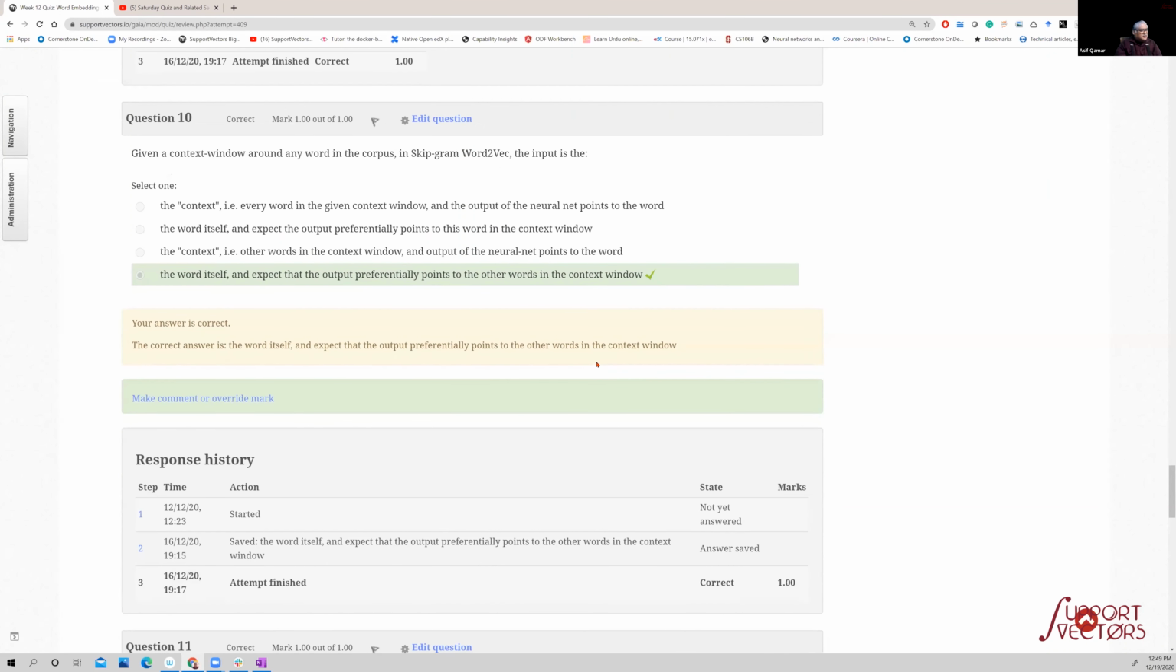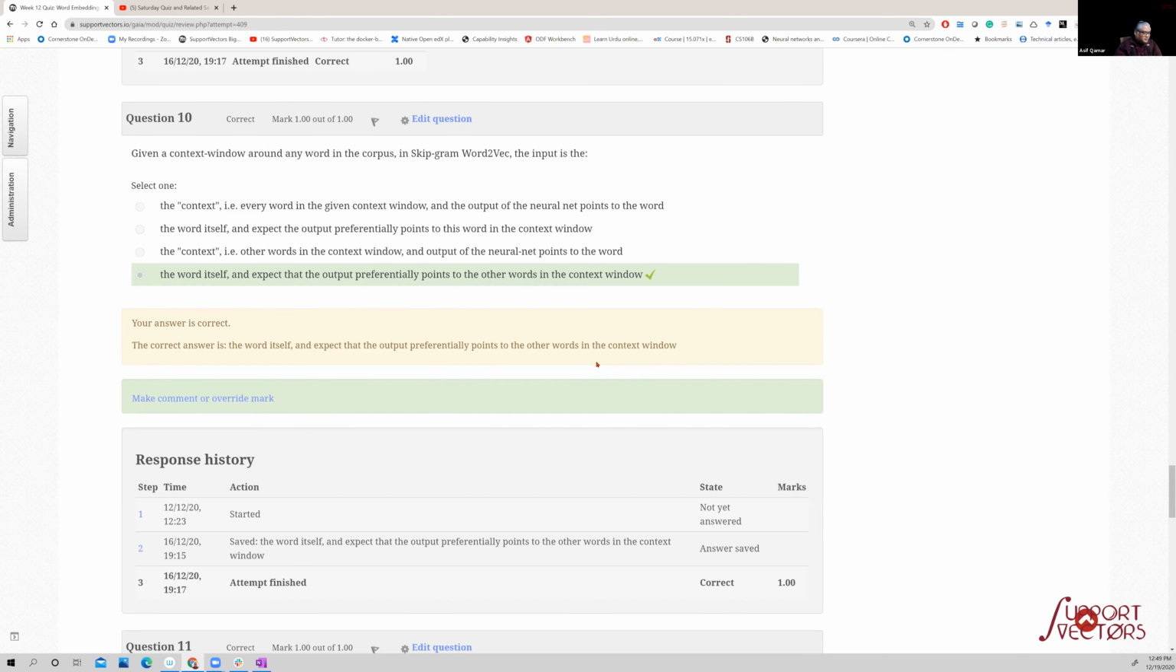Given a context window around any word in the corpus, in skipgram Word2Vec, the input is the word itself and it expects the output to preferentially point to the other words in the context window. Or more colloquially speaking, when you give it a word, you expect that the softmax lights up the nodes around all the words that form the context of this word, all other words in the context window, right?